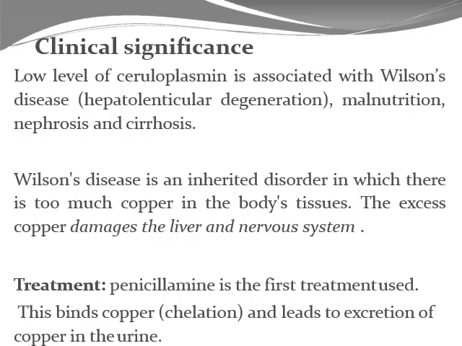Usually this condition can be treated with a chelating agent. Chelating agent means something that can remove the copper from the body. This includes a drug called penicillamine, the first treatment that is used. It may chelate the copper and help the removal of copper from the body via urine.